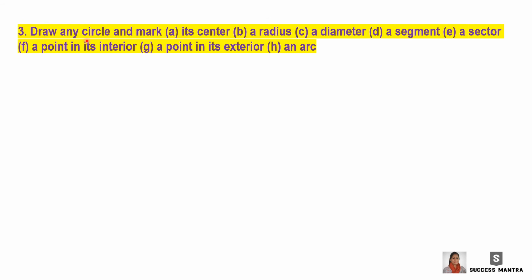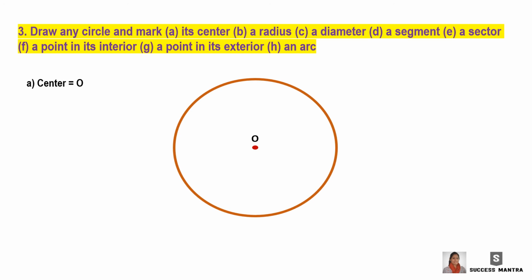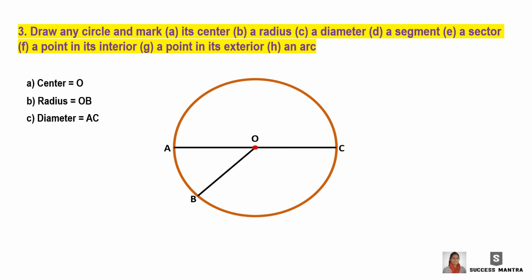Third question is to draw any circle and mark its center, a radius, a diameter, a segment, a sector, a point in its interior, a point in its exterior, and an arc. So let's do it. First of all, we draw a circle. Now we mark the center as point O. Now a radius from the center to the boundary of the circle, so OB is the radius. Now a diameter, that is the chord that passes through the center of the circle, that is AC is the diameter. Now a segment is needed. The region between the arc and the chord is the segment. So here the segment is ED.